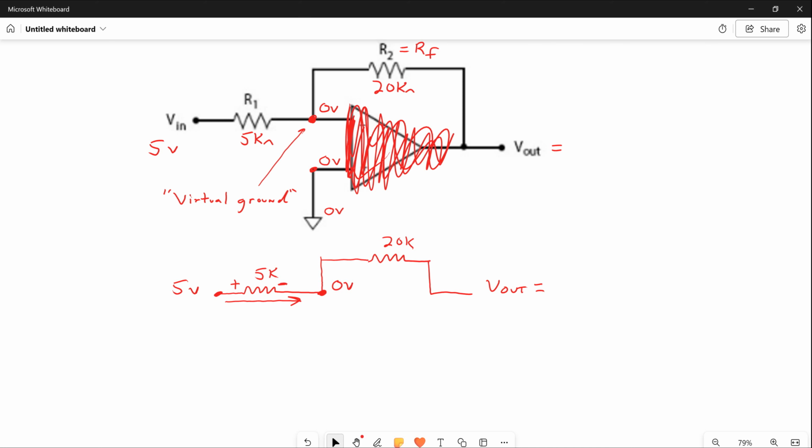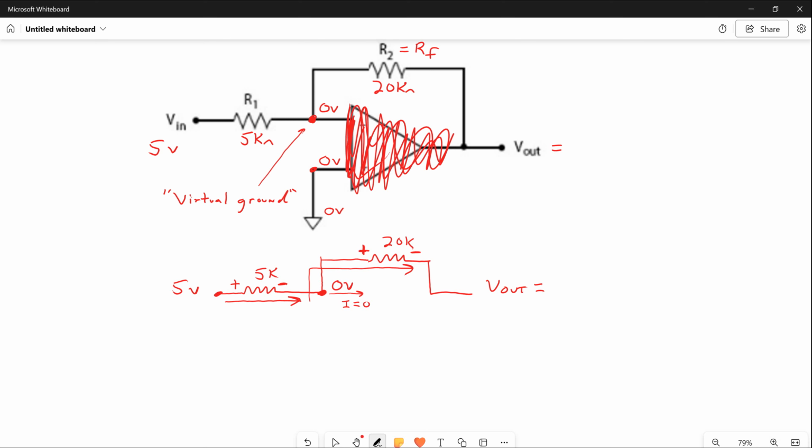So that current can't go into the op amp, don't forget up here, because the op amp, that current there is 0. Every bit of that current has to come up and go through that 20K. And it has to go in that direction. It can't change direction. If it's coming left to right through the 5K, the current has to continue left to right through the 20K, and its passive sign convention puts a plus on the left side of the 20K and a negative on the right.